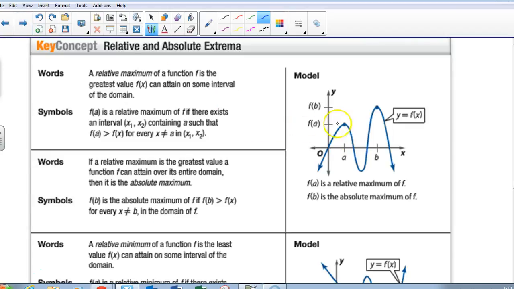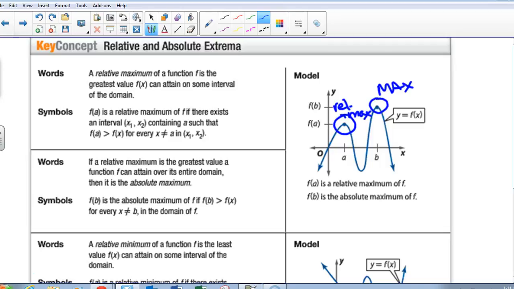All right, real quick, this is a graph that has some absolutes and some relatives because all of the ends are going down, right? Which one of those is the absolute max? The one on the right. This is the absolute max, and this is the relative max, okay?